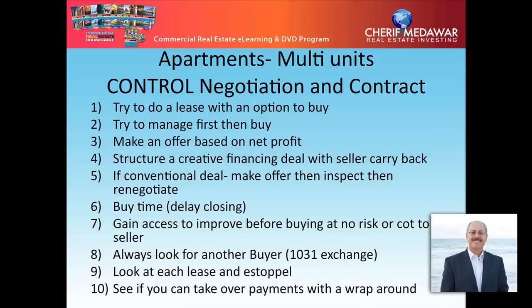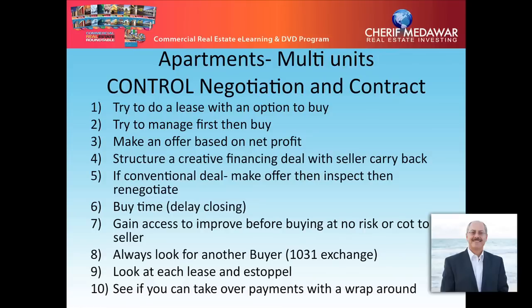At no risk to the seller, with no liability to them. You can even get an extra liability rider for what you will do under your name. So there are just many creative ways to negotiate that. You want to gain access to improve before buying at no risk or cost to the seller.